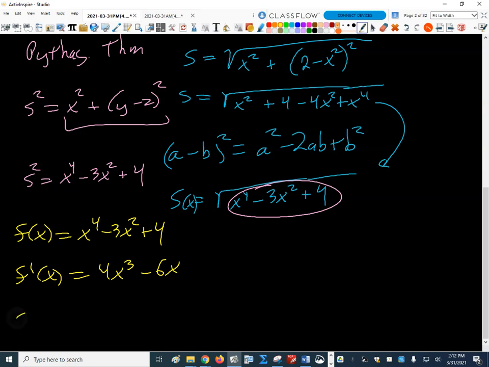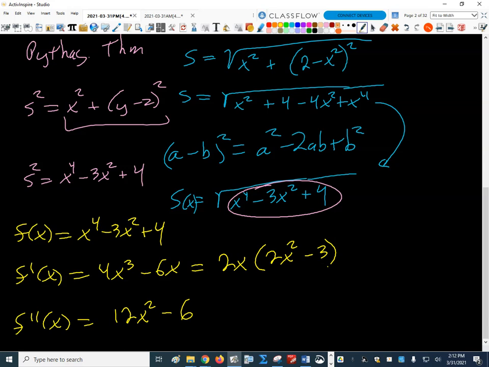Our second derivative is just going to be 12x squared minus 6. Okay, so then what is our first derivative if we factor it? I could factor out a 2x, leaving me with 2x squared minus 3, right?